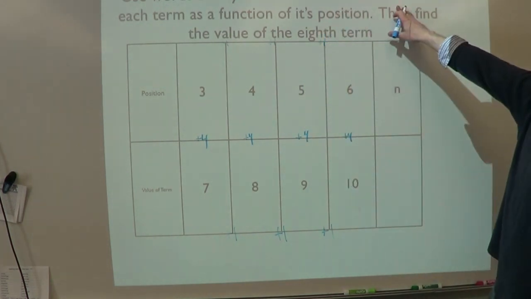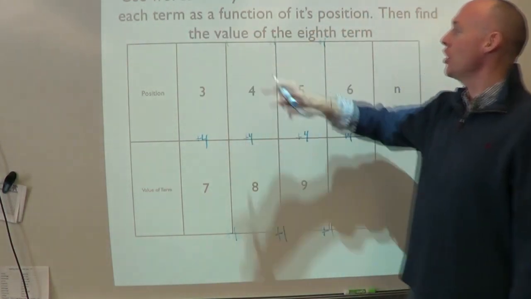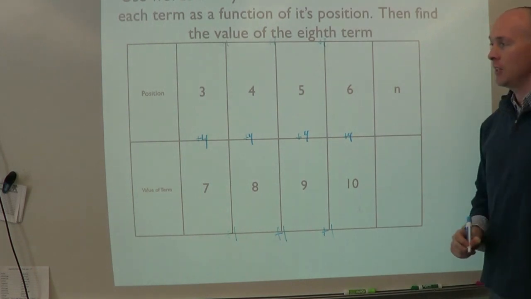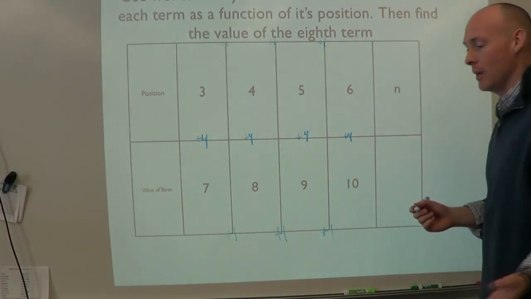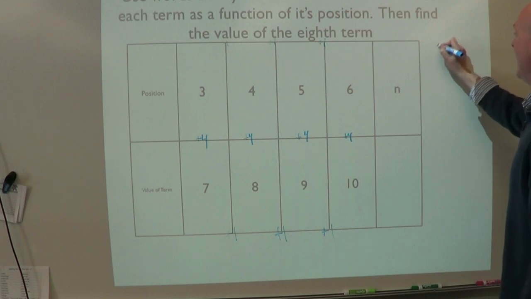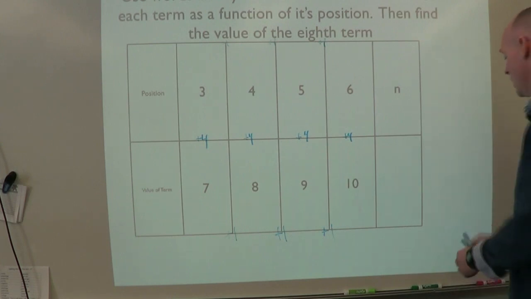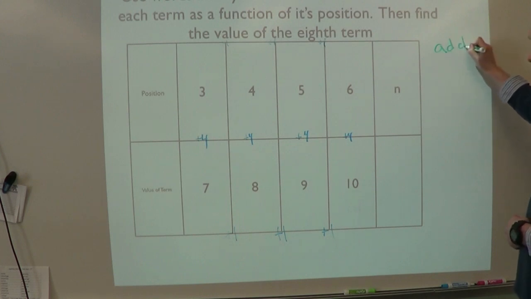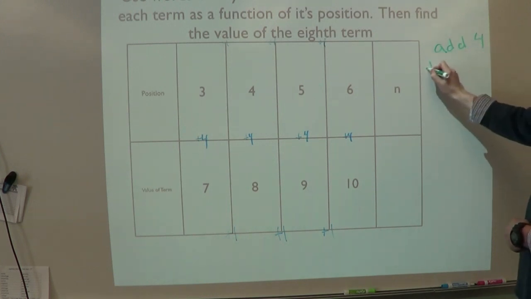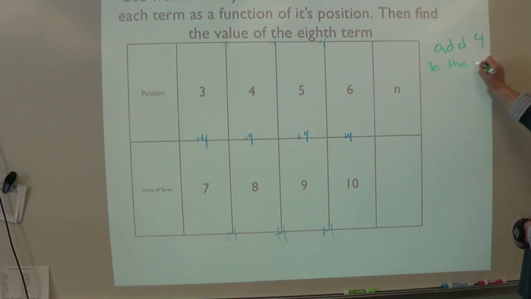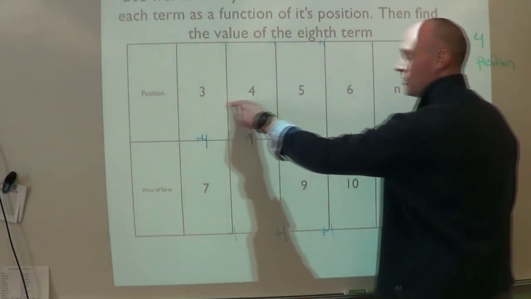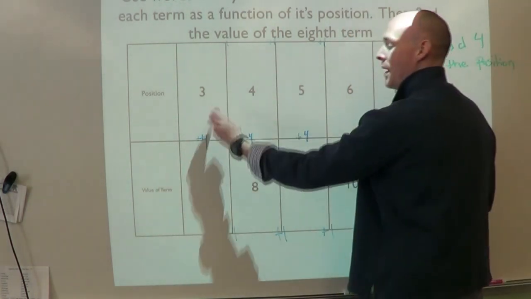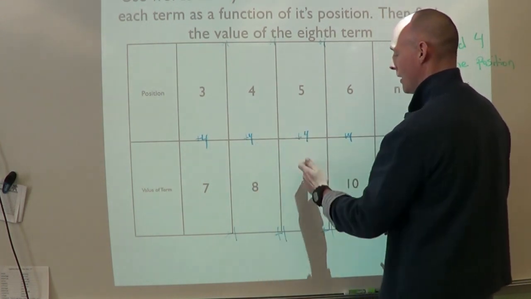So use words and symbols to describe the value of each term as a function of its position. So our value is going to be add 4 to the position. Our position is here. What we have to do is just add 4 to get to the next one.